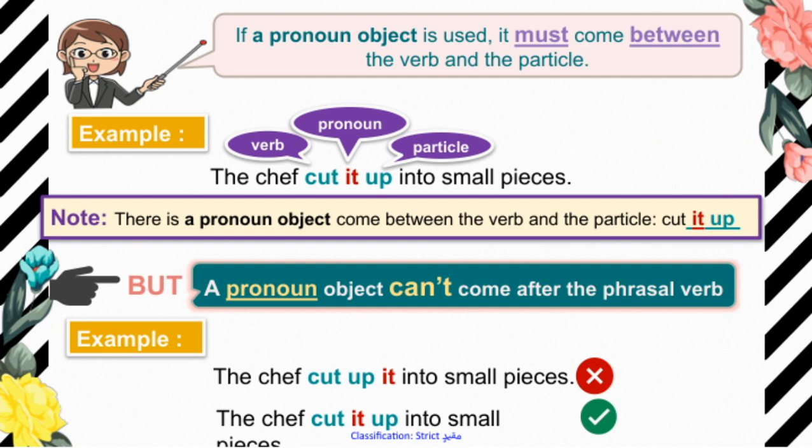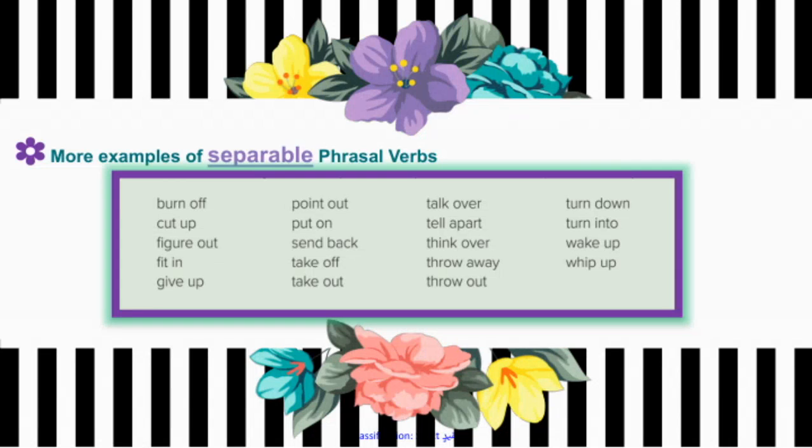Understanding this pattern is essential for proper sentence construction, especially when using pronouns with phrasal verbs. It connects to our overall theme of mastering the correct structure in English. Now let's look at some more examples of separable phrasal verbs to deepen our understanding. These are common in everyday English and really help make your speech more natural.